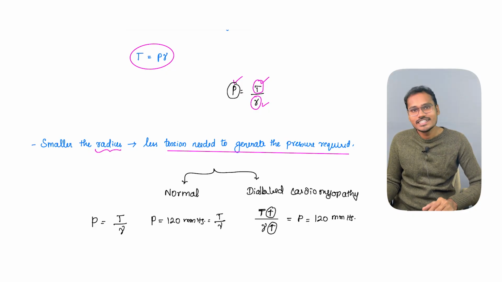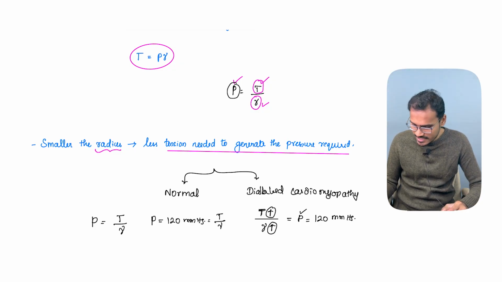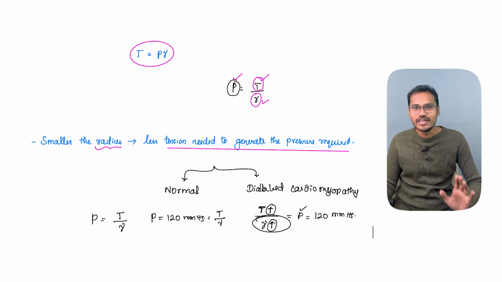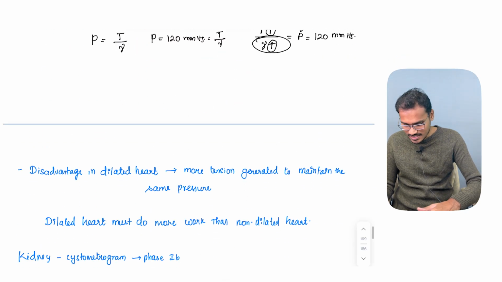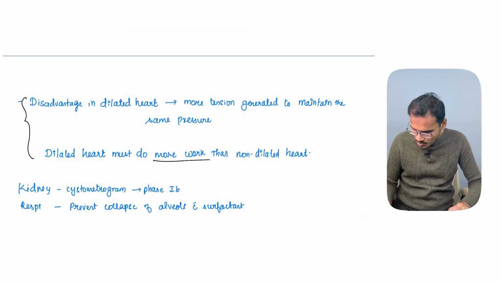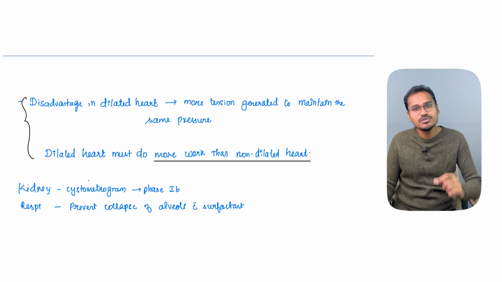So as you can see here, a dilated cardiomyopathy patient has to generate increased tension, or develop more force, to create the same pressure because the radius is increased. So this is very, very important. That's the disadvantage. The same things are written here. The dilated heart must do more work than the non-dilated heart. But obviously it will not be able to do that. That's why they land up in cardiac failure.